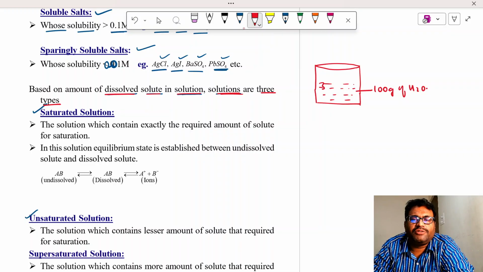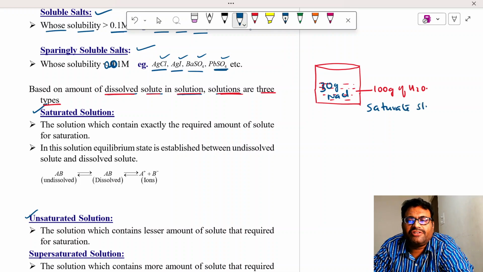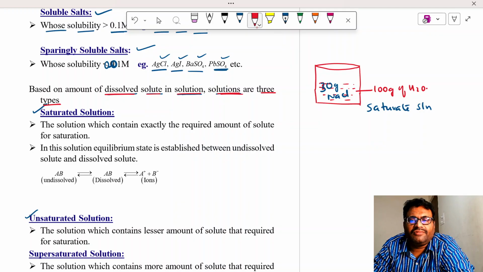So how much is present? 30 grams of NaCl is present. Exactly. Now, how much can it maximum dissolve? 30 grams. Yes, 30 grams is present. So it is called a saturated solution.